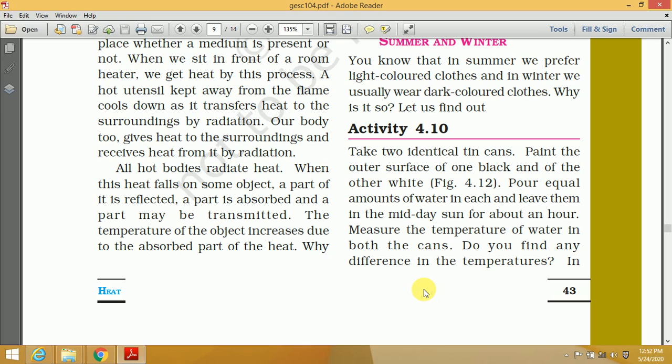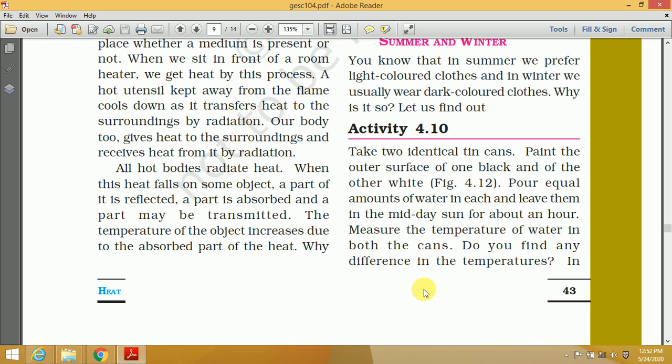Yes, one of the cans is white, one of the cans is black, and we keep an equal amount of water in both of the cans. Both the cans are left in the sun in the afternoon, and after 1 hour you can measure the temperature of the water in both of the cans.